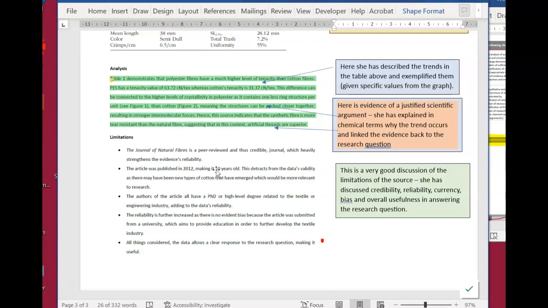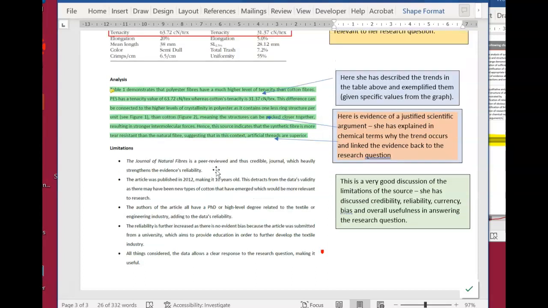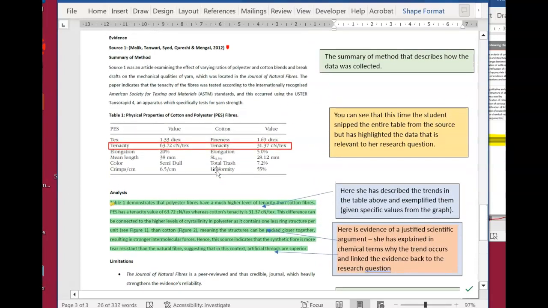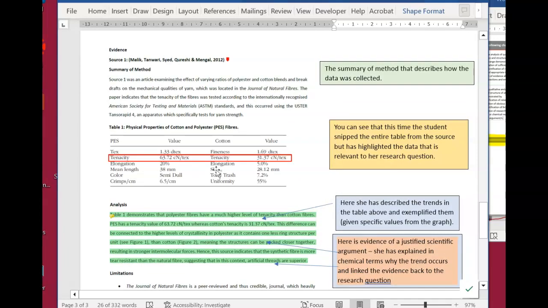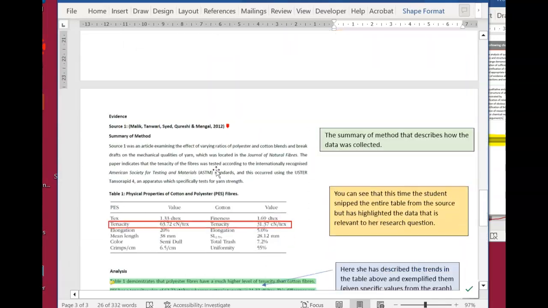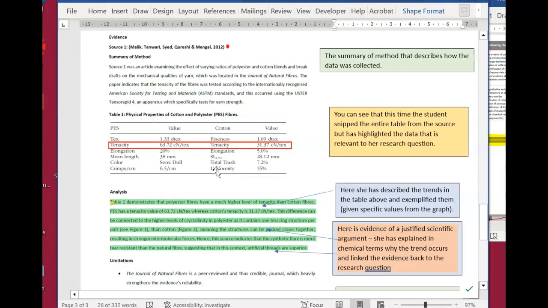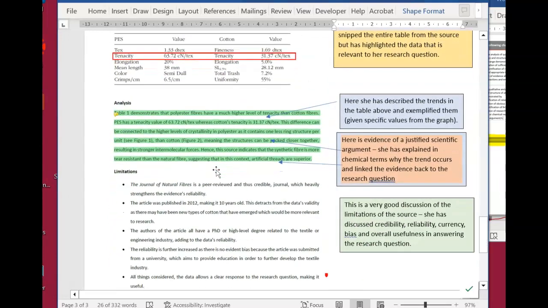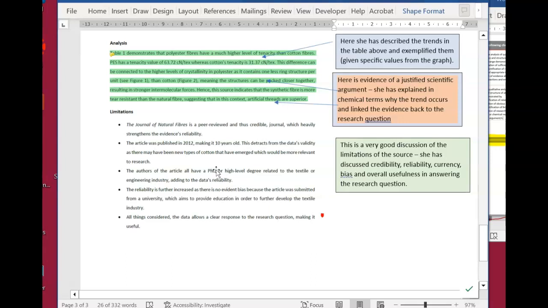And so she's saying, all things considered, this data allows a clear response to the research question. So that limitation is a little bit of an evaluation of how good this data is for answering the research question. So you want to set up your analysis of evidence very similarly to the way these three have. So evidence, summary of method, put the evidence in, analyse the evidence, and have a look at what limitations the evidence might have.